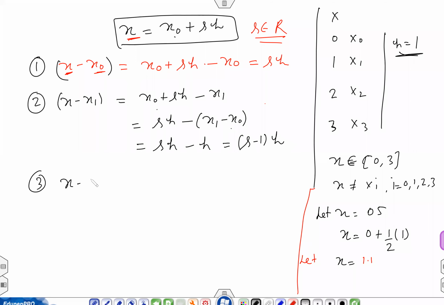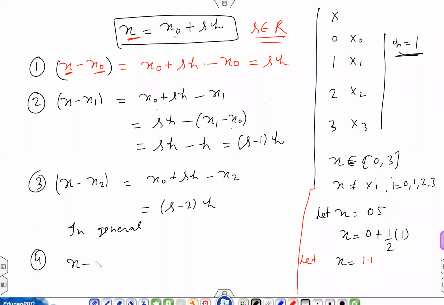Similarly, we can compute the value of x minus x2. It is coming out to be s minus 2 into h. Or in general, we can write, as the fourth point, x minus xi, as this is i, then it is s minus i into h. You can compute it by the similar way. Okay, so x minus xi is this value, or x minus xn is s minus n times h. Okay, so just we have computed value. We'll use these values in that formula.